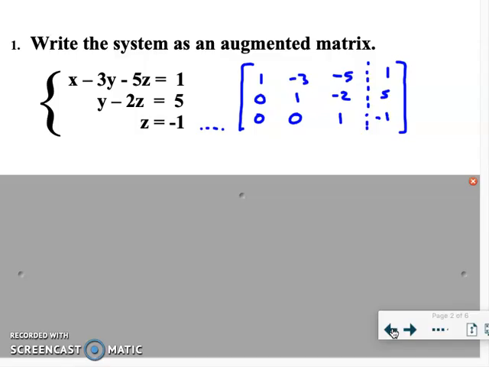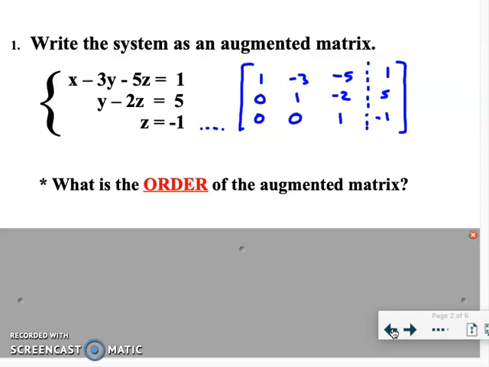So you might recognize that this augmented matrix is not reduced, but it's already in row echelon form. Again, if we wanted to solve, we could, I don't want to say easily, but we could fairly quickly get this into reduced row echelon form. So before doing any of that, it's going to ask us what is the order of the augmented matrix. I already mentioned that: 3 rows by 4 columns is what we're looking at.